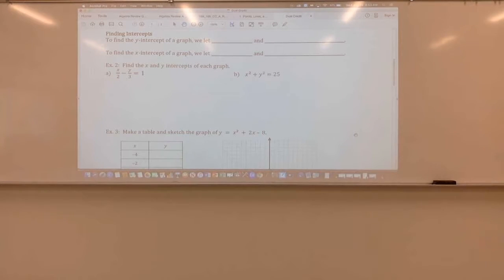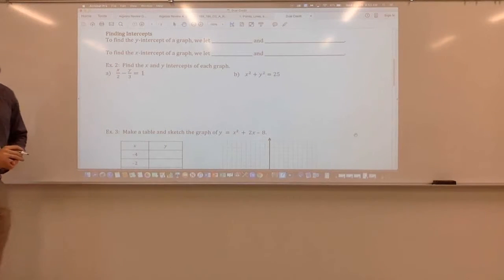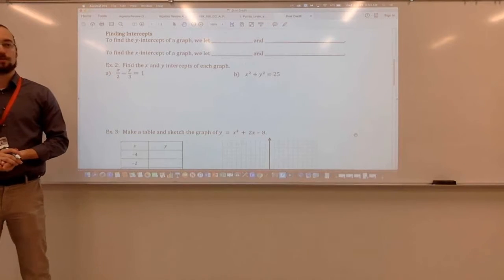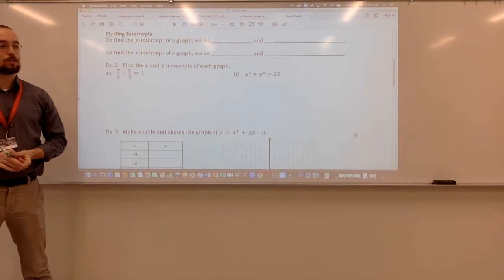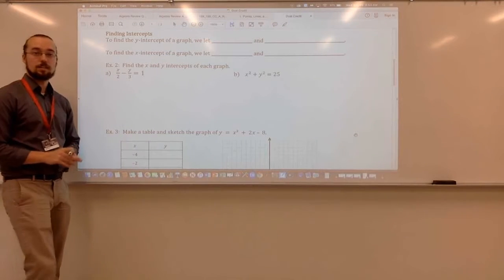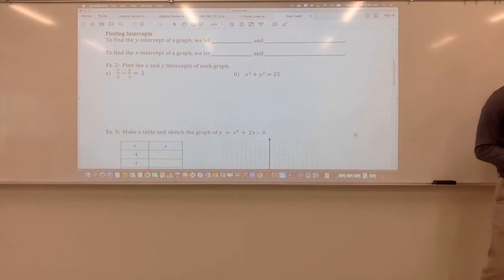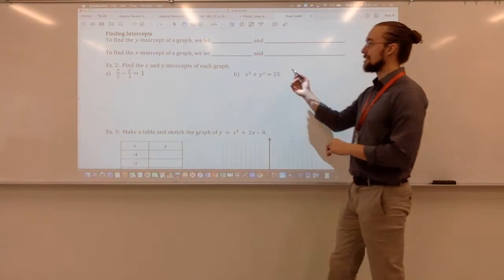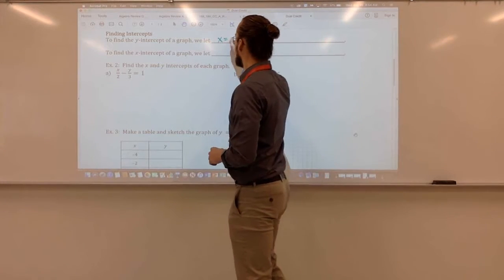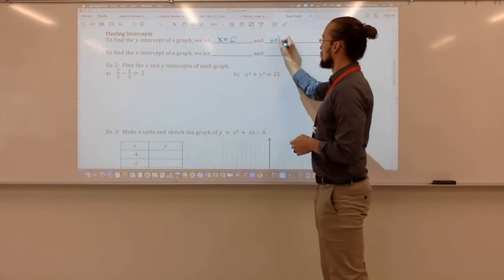So to find a y-intercept, what do we do? To find a y-intercept, we let what? How do we find a y-intercept? That's it. To find a y-intercept, we let x equal 0 and solve for y.